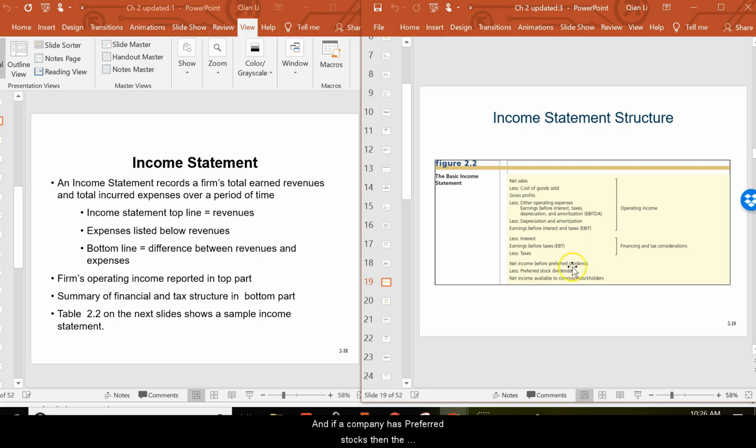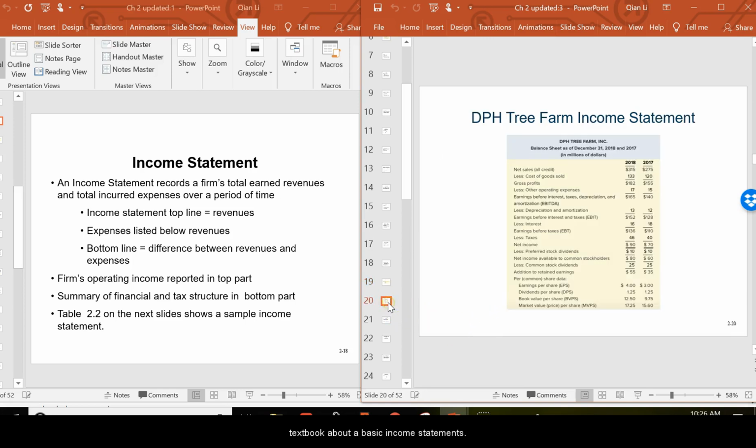And if the company has preferred stocks, then the company also has to pay preferred dividends. Once the company pays preferred dividends, then the final result will be the net income available to common stockholders. So this is figure 2.2 from the textbook about a basic income statement. We can also look at this sample income statement from the DPH Tree Farm Income. We have the income statement as of the year of 2017 and 2018.